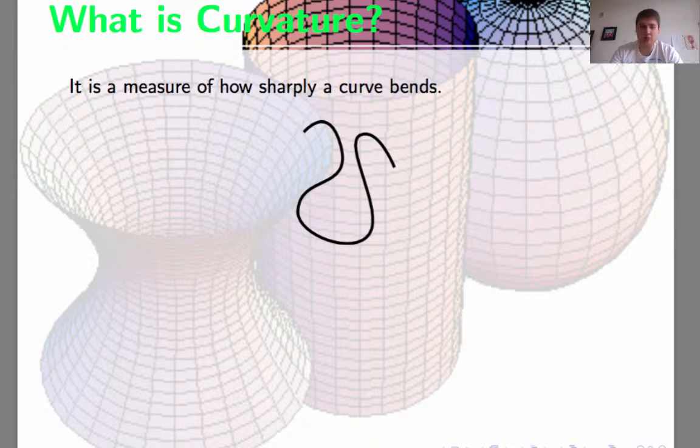Well, it's a measure of how sharply a curve bends. So looking at this kind of weird looking line that I made right here, I would say that it's very curvy right at this point right here. It's very curvy right there. And it's maybe not quite as curvy right here. Looks pretty flat there to me. So it's a measure of how sharply your curve is bending. All right. Seems pretty straightforward.